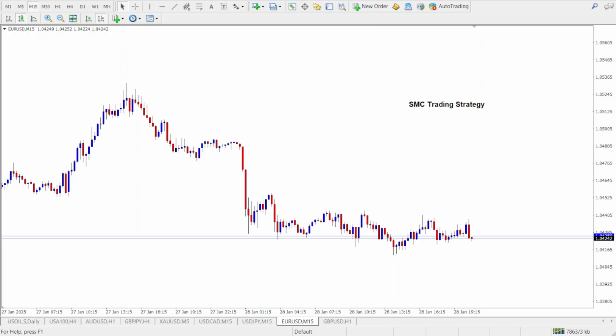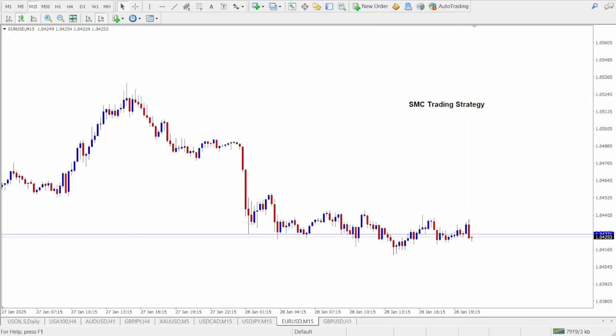The key idea is that smart money moves the market by creating significant price swings. And if you can spot where these movements are likely to happen, you can ride along with them. The goal is to anticipate price action based on how liquidity is being distributed across the market. And that's what we are going to break down in this video.